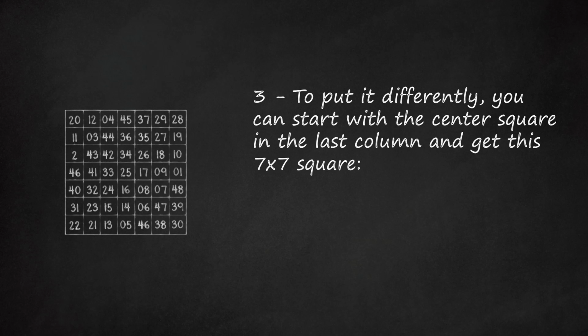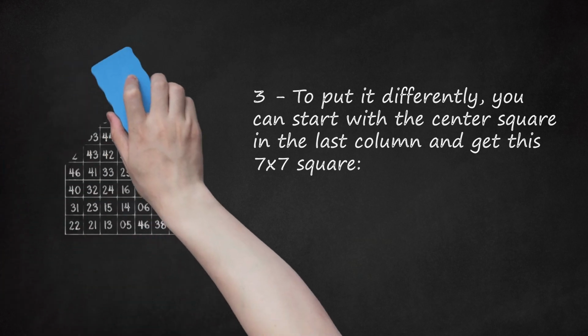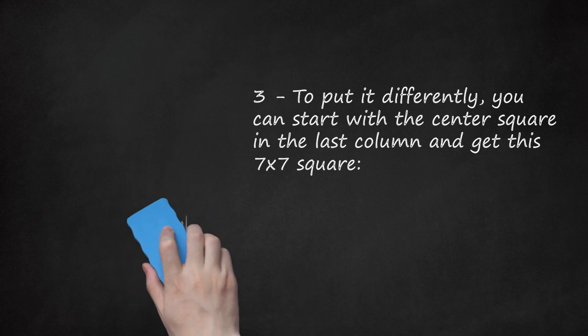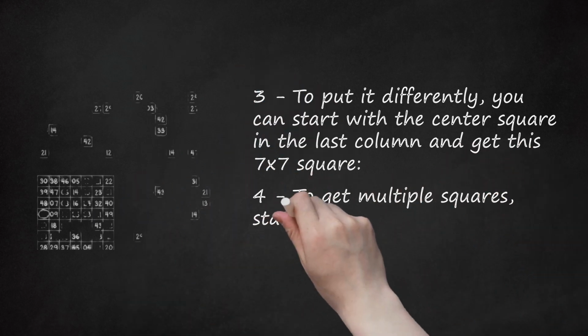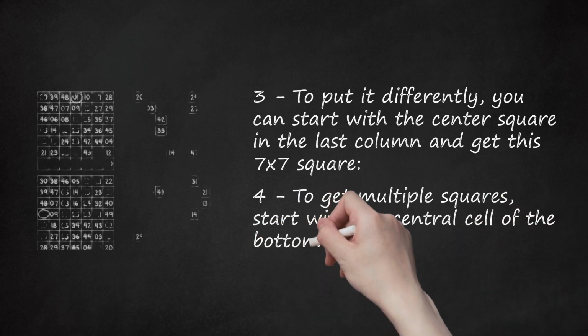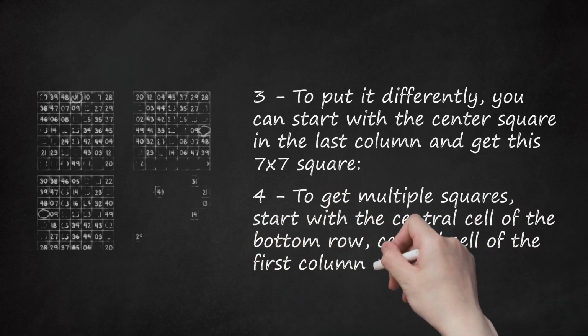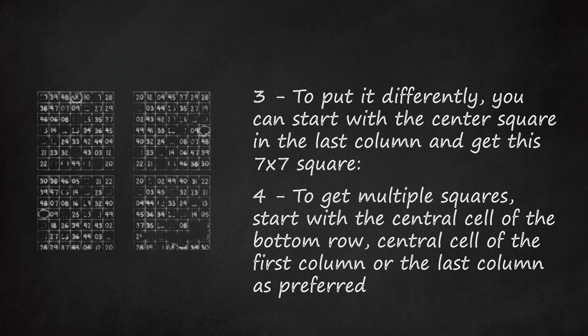This method is neat and quick. De la Loubère, envoy of Louis XIV to Siam, learned of this method here. 4. To get multiple squares, start with the central cell of the bottom row, the central cell of the first column or the last column as preferred.